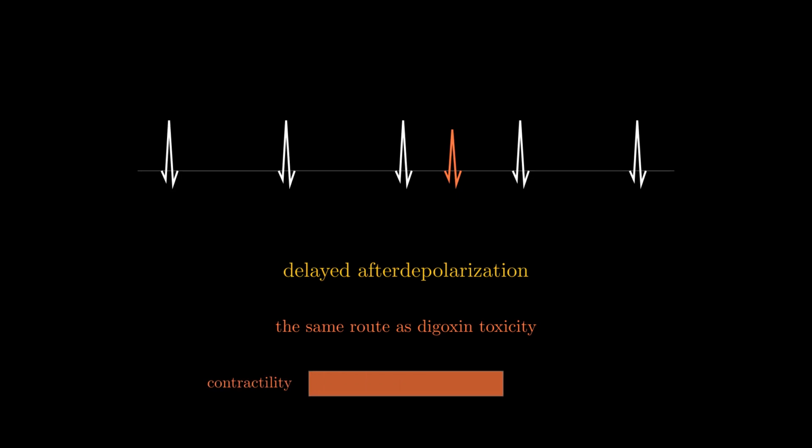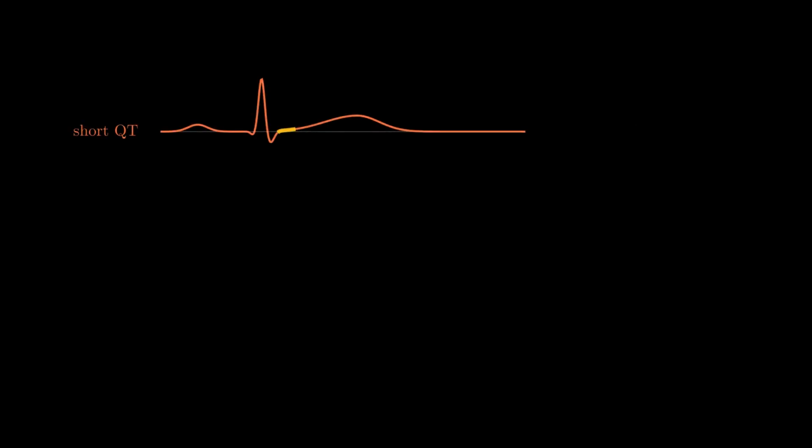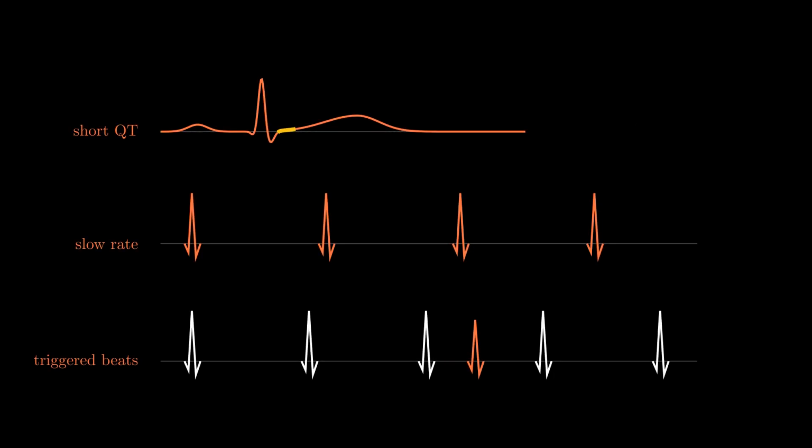Contractility also rises here, because there is more calcium available. So the picture here is a short QT, a slow rate, and a ventricle that is prone to triggered beats.